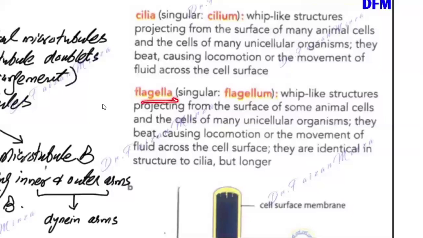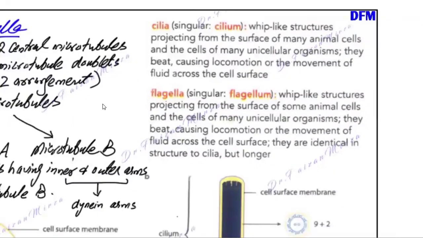Flagella, on the other hand, are whip-like structures projecting from the cell surface membrane in some animal cells as well as unicellular organisms. The beating of flagella causes locomotion of the whole cell. The cells swim. For example, sperms can move, and bacteria can swim using flagella. Cilia will not allow this kind of swimming. Cilia are just for moving the substances present outside the cell ahead in one direction. For example, as I just mentioned, the movement of mucus.